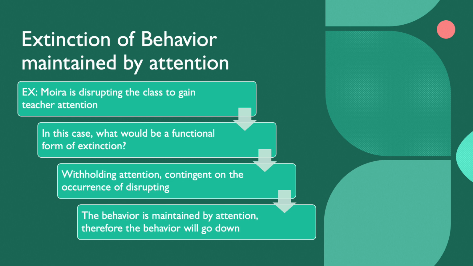Okay, so in the case of extinction for a behavior that's maintained by attention, we would simply withhold attention contingent on the occurrence of disrupting, okay? You're not going to block the disrupting from occurring. You're going to continue to allow that person to engage in that maladaptive behavior, that problem behavior, but you're simply not going to provide attention contingent on the behavior. So the behavior is maintained by attention, therefore the behavior should go down because it's no longer contacting attention.